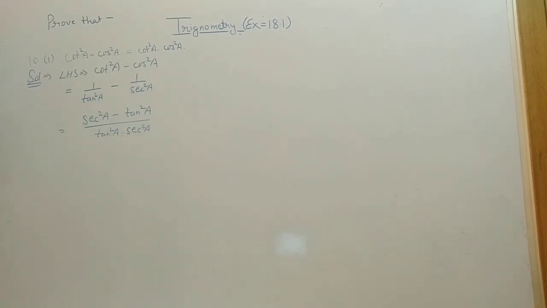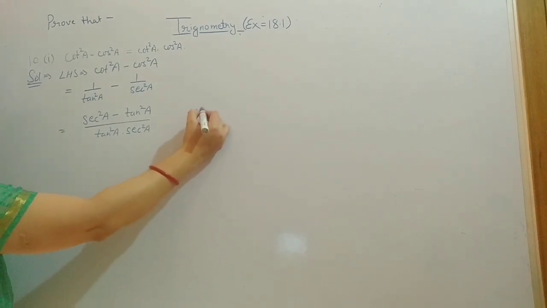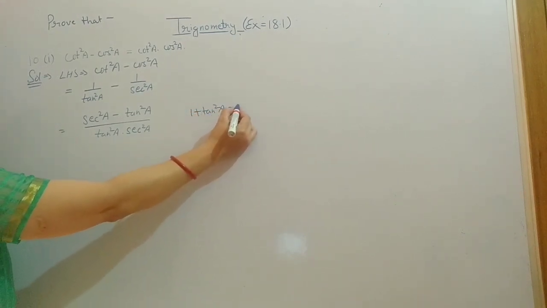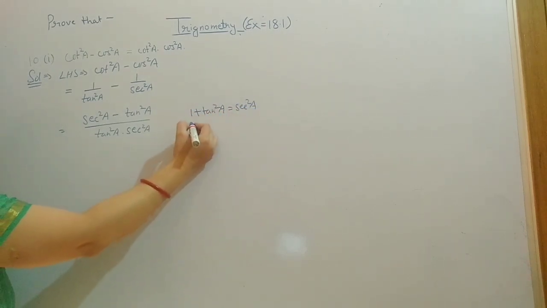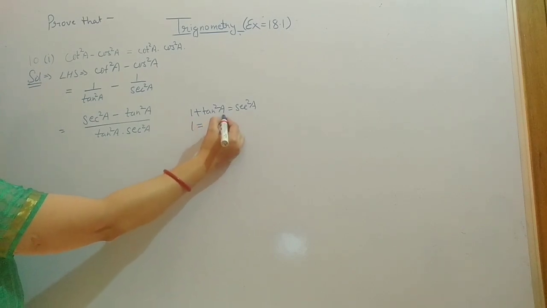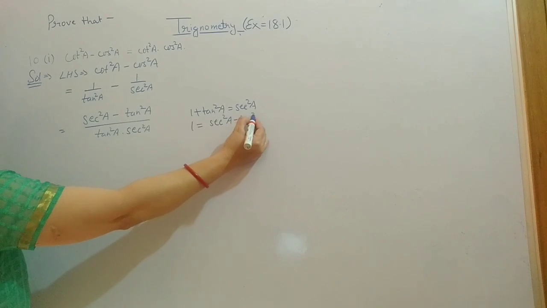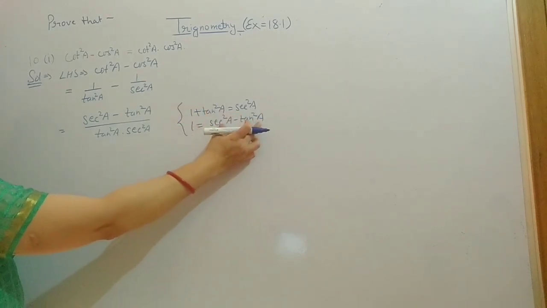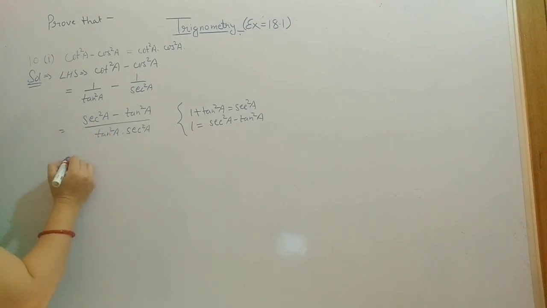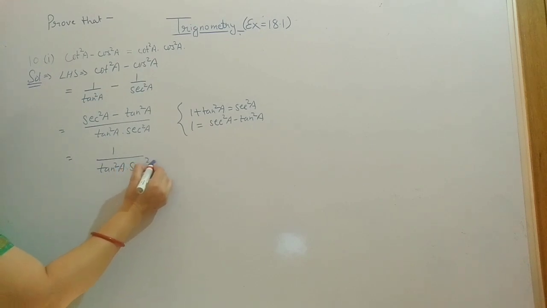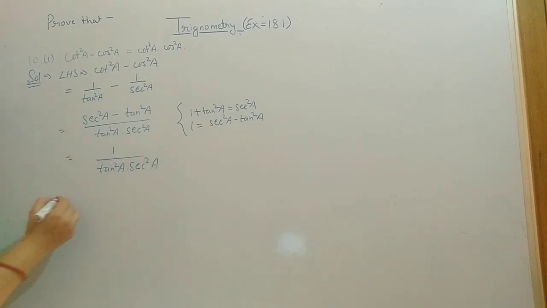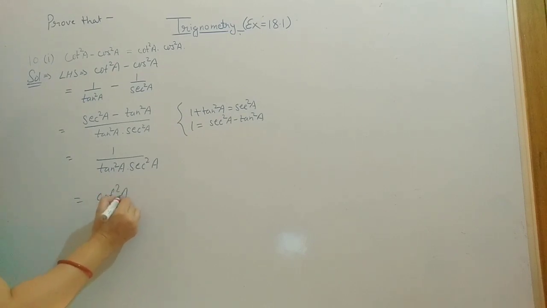And with the help of the second identity we have 1 plus tan square A is equal to sec square A. So from this identity, if we shift this tan square A to the other side, we get 1 is equal to sec square A minus tan square A. So we can substitute sec square A minus tan square A is equal to 1. So we will get 1 by tan square A into sec square A. 1 by tan square A is equal to cot square A, and 1 by sec square A is equal to cos square A. So we got the right side.